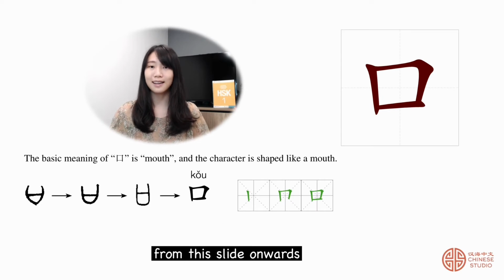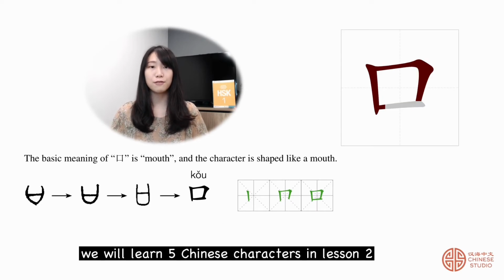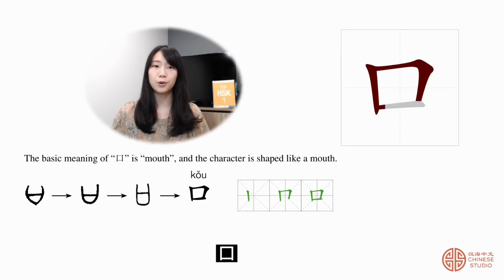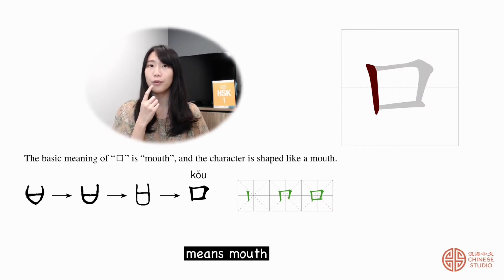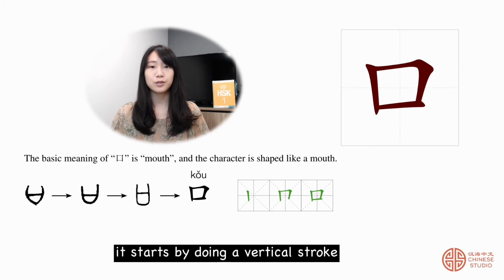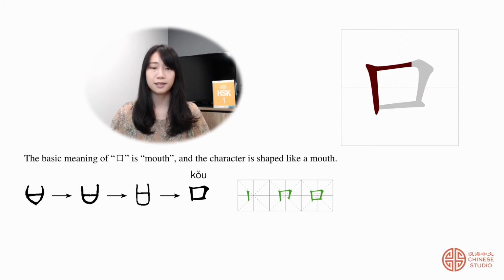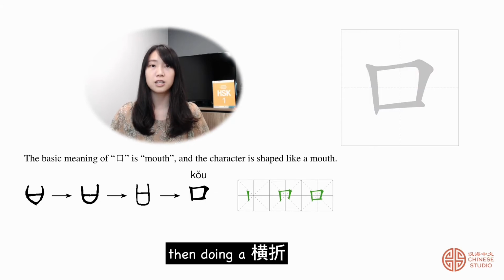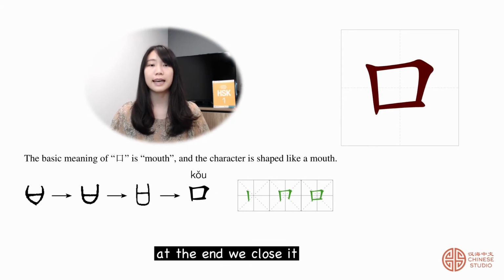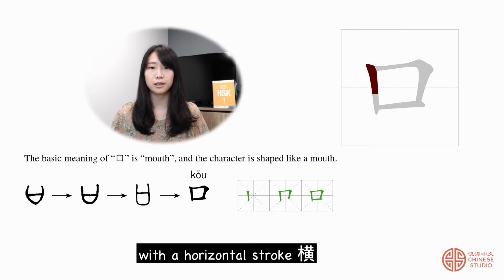From this slide onwards, we will learn 5 Chinese characters in Lesson 2. 口 means mouth. It starts by doing a vertical stroke on the left, then doing a 横折. At the end, we close it with a horizontal stroke.